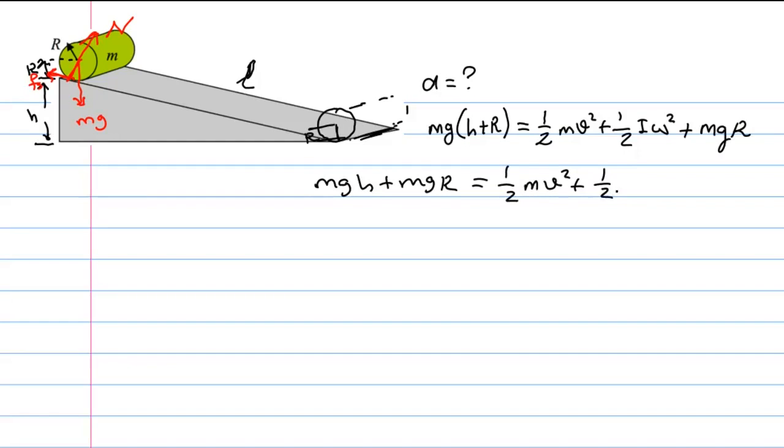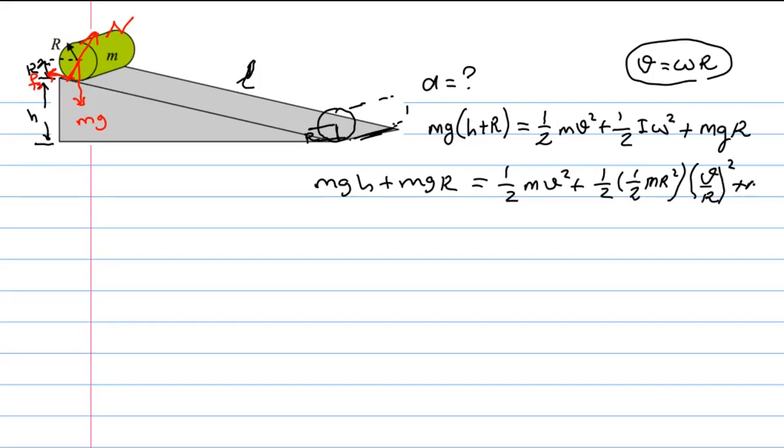Instead of I, this is the moment of inertia. The moment of inertia of a solid cylinder is given as 1/2 mr squared. Instead of omega, let's recall linear speed is v, angular speed is omega, and omega r is the linear speed. From here, omega is v over r, but it has to be a squared term, and plus mgr.